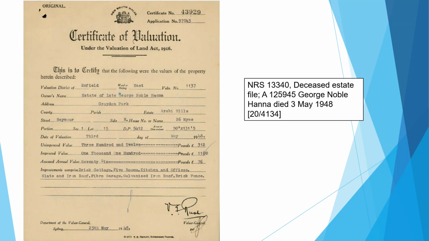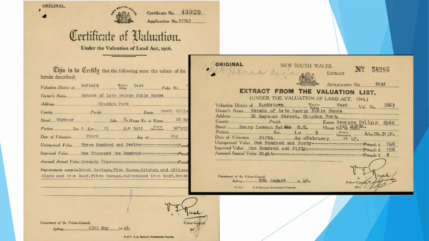And we can tell you that he had a 5-room brick cottage with kitchen, offices. It had a slate and iron roof, fibro garage, galvanised iron roof on the garage, I guess, and a brick fence. So it tells us a bit about his house, it tells us where it was, and it tells us some of those land numbers that we need to continue researching that property. Here we can see an extract from the valuation list with slightly different improved and unimproved values there. That was from August 1948.